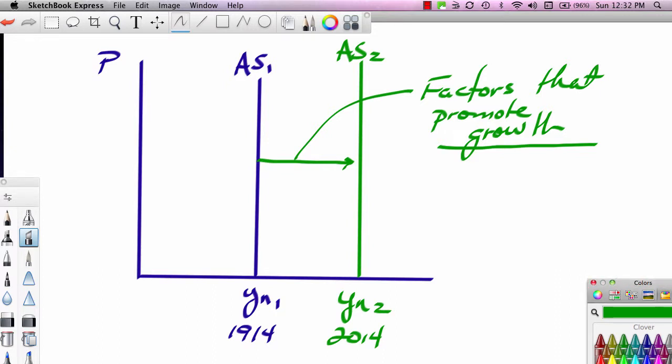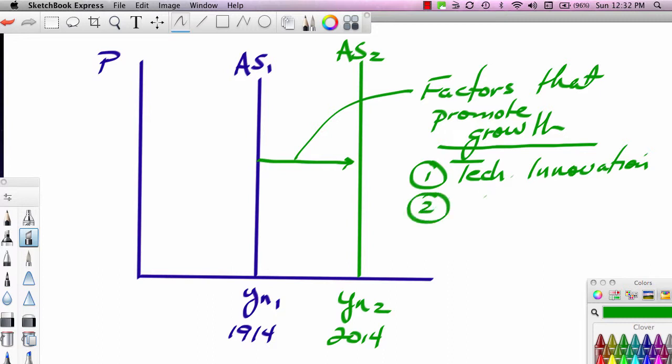So I'm going to list some of the factors that could promote growth here. I'm not going to spend a lot of time talking about them. You'll be reading about them, but I do want to mention them. Probably the number one factor that has shifted that long-run aggregate supply curve to the right in the United States would be technological innovation. So technology is a driving force behind economic growth, and the United States has experienced tremendous economic growth due to technological innovation and breakthrough.